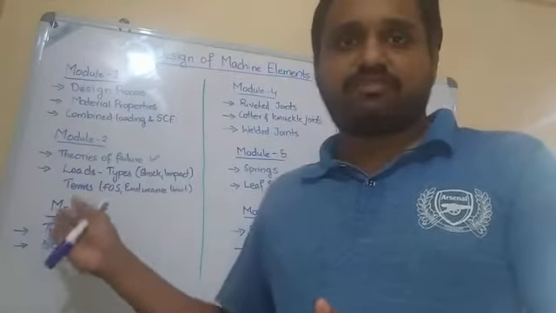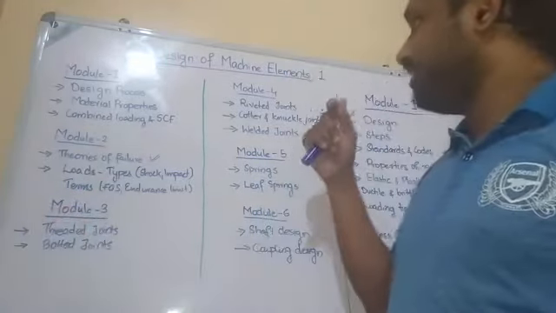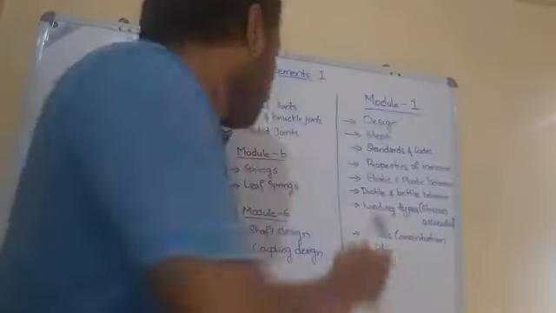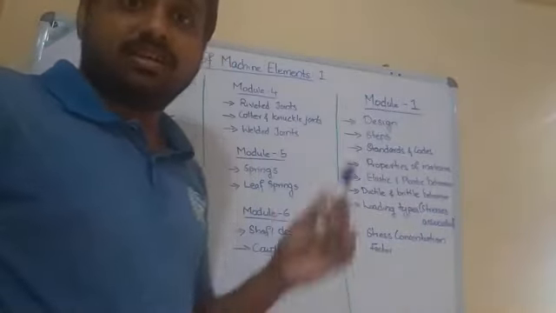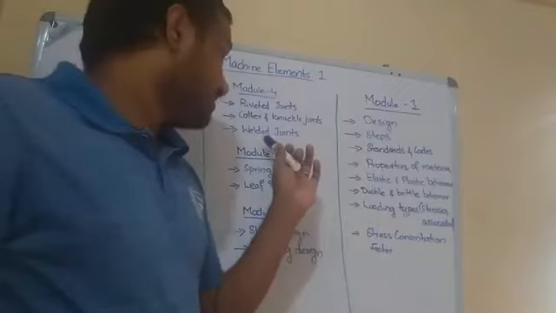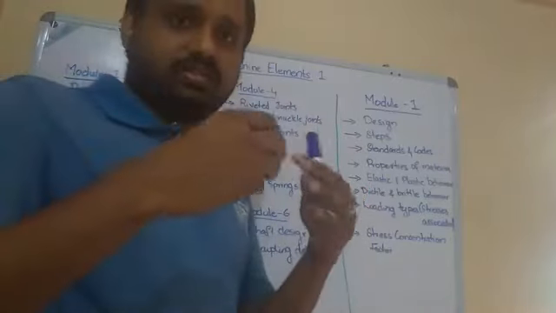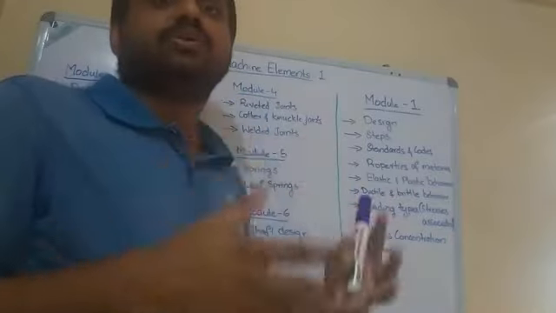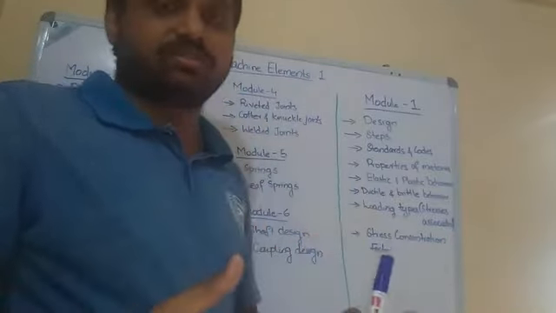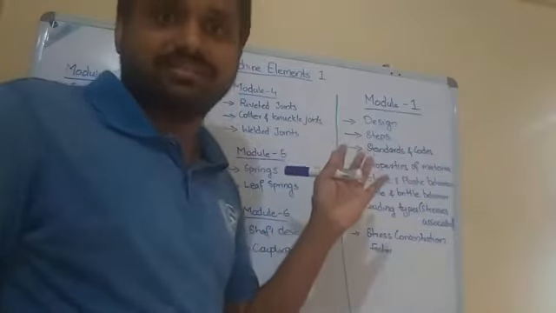So these factors will come in the third module, and again the fourth module is about riveted joints, cotter and knuckle joints, and welded joints. The same procedure you need to follow. You'll be knowing the stresses. You need to design for the maximum stresses, then how you can design that.